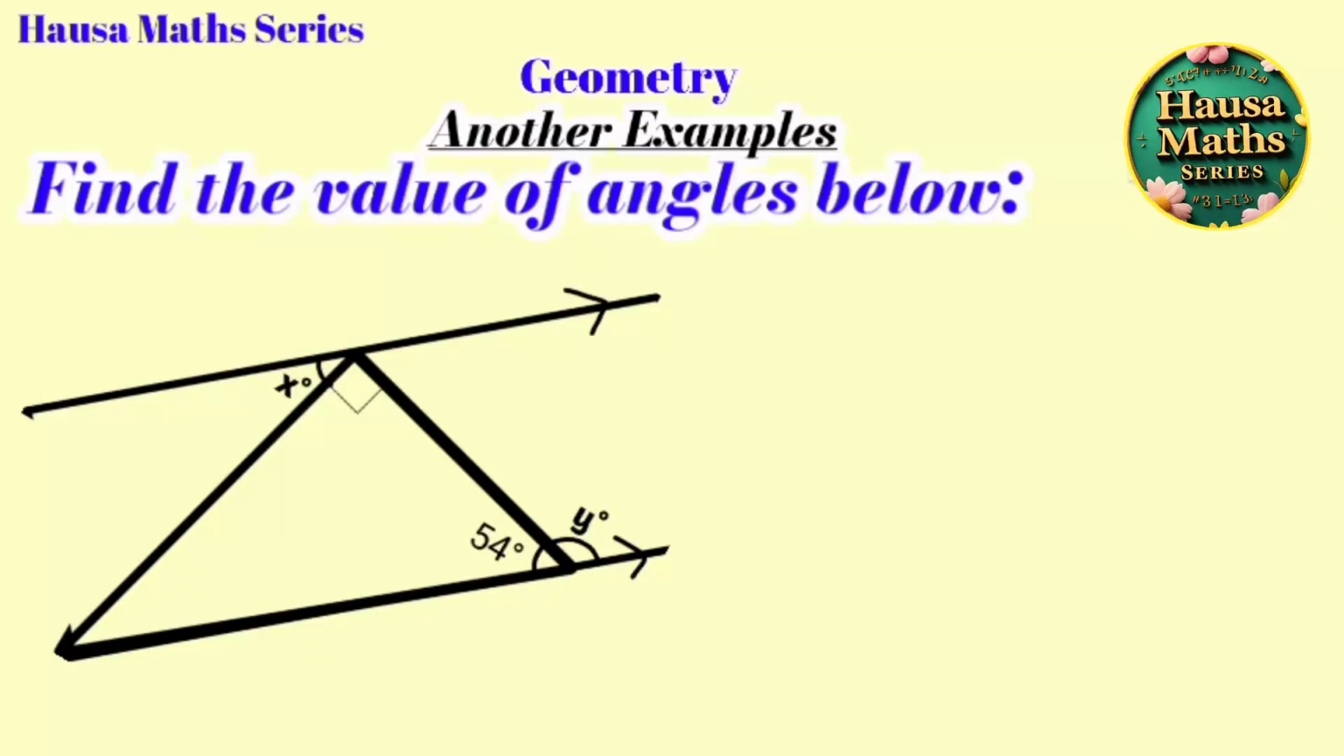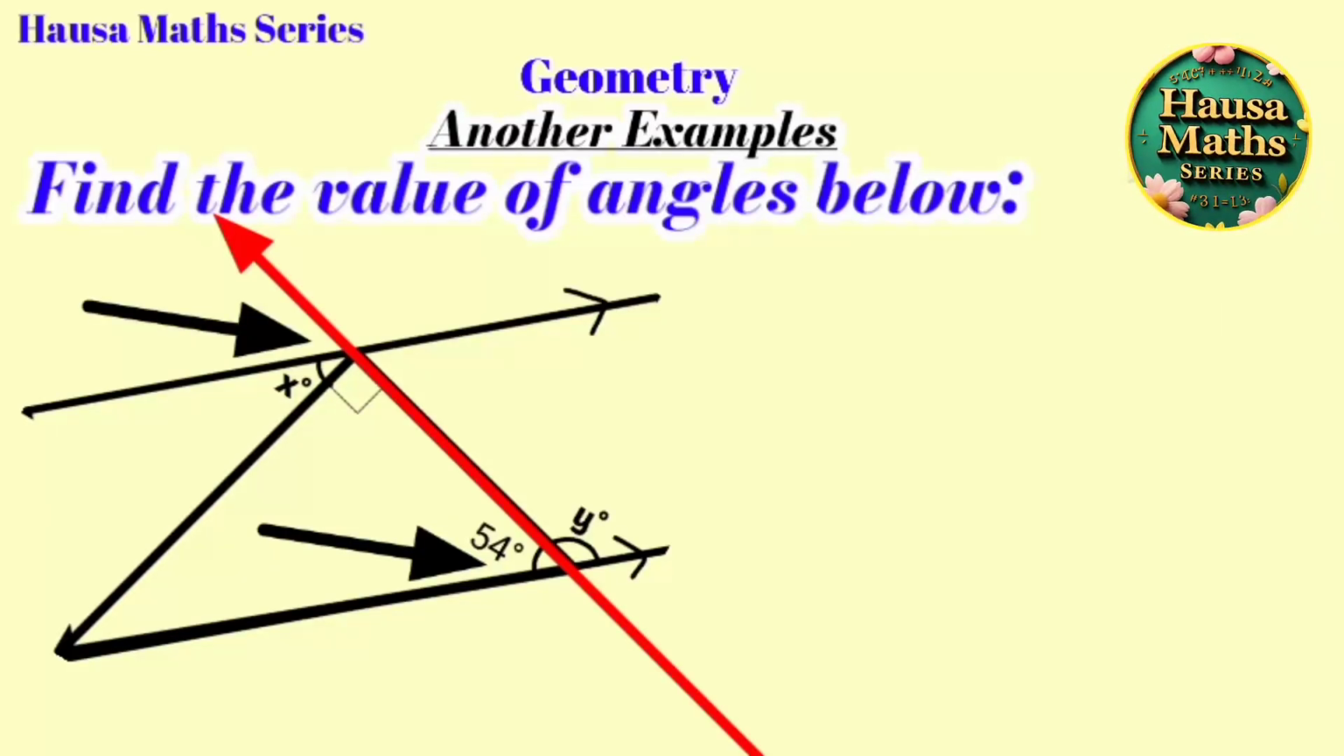In this example, if you take a look, we have two parallel lines. These two lines are parallel. We have some properties from previously. Once we have intersecting lines, we have these angles and the other angles are corresponding angles, and they are also equal. So we have 54 here, therefore the other angle there is also 54 degrees.